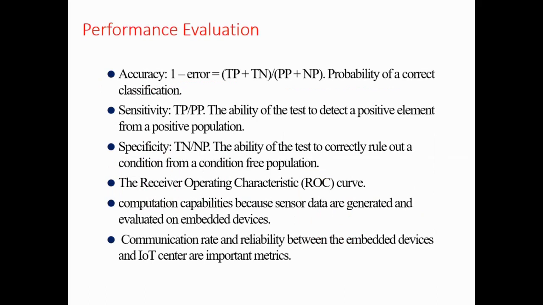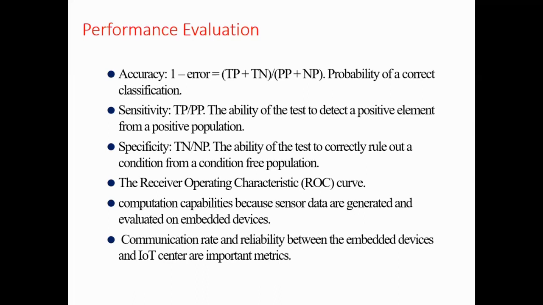For performance evaluation, you make the confusion matrix. From the confusion matrix, you calculate the accuracy, using true positive, true negative, and false positive. That gives the probability of correct classification. Then sensitivity is the ability of the test to detect a positive element from a positive population, and specificity is the ability of the test to correctly rule out a condition from a condition-free population.